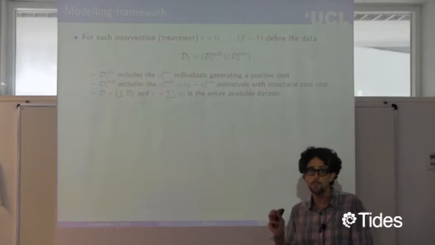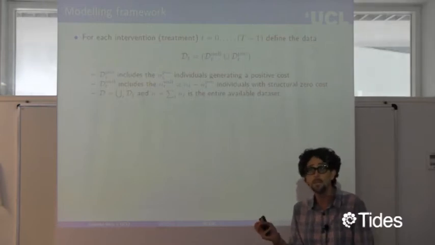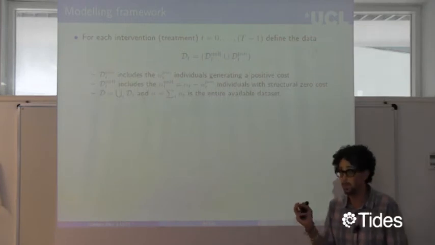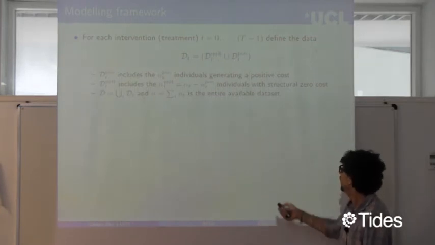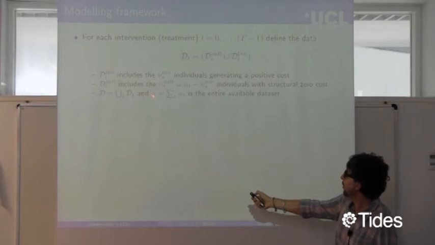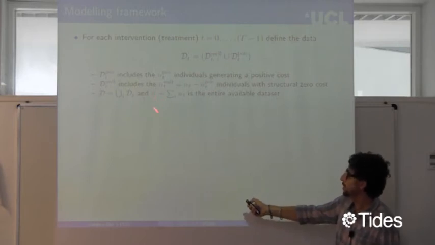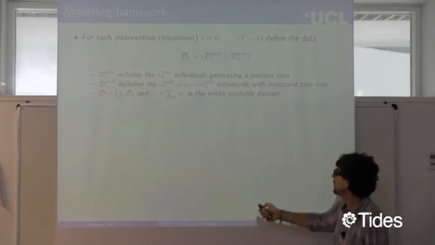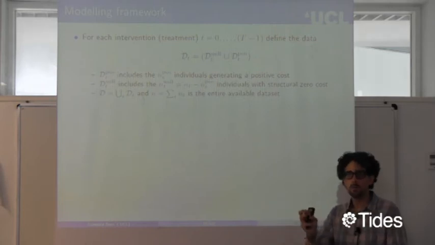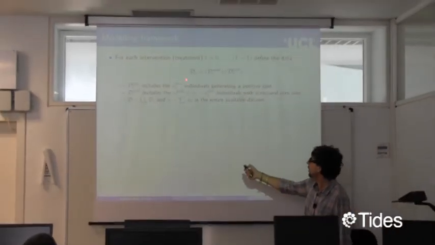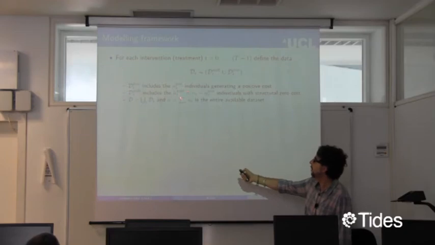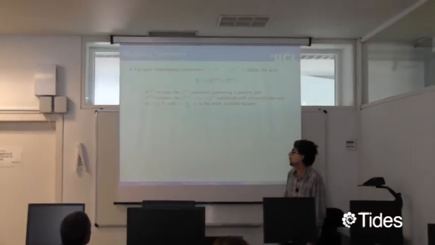I expect to have a small proportion of people with zero costs, although there are applied cases where you get up to 20% or something like that. So n is the total number of people in the data set if you sum across all the different treatments, and n_t is the number of individuals in each treatment arm, and they are divided between those with zero costs and those with positive costs.